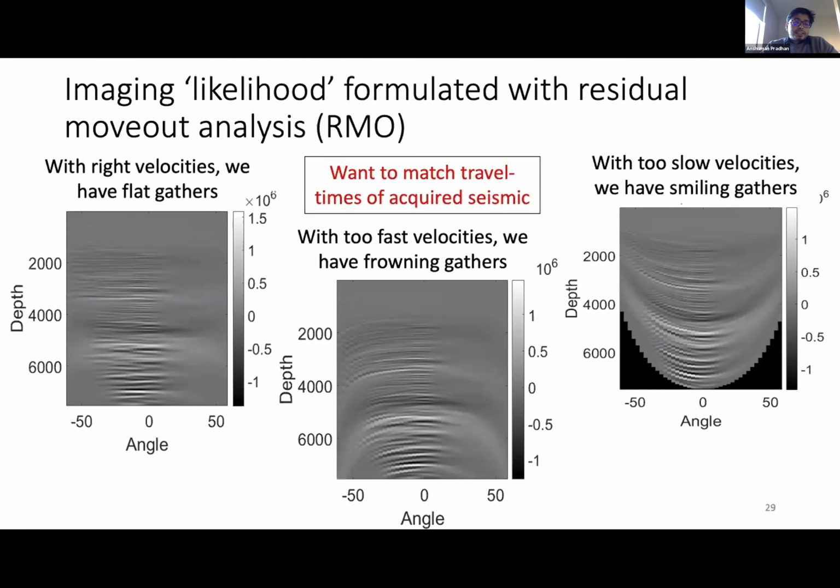What I mean by that is that we take our geologic model and we propagate our seismic waves. Now, if the model has the right velocity, then we'll have a flat gather. And that is when we know that we are close to our data. Now, if the velocities are too fast or too slow and we propagate our waves, they won't match with our observed seismic reflection travel times. And then we'll have these frowning gathers and smiling gathers. So that is how we measure in a quantitative way how close we are to our seismic data.